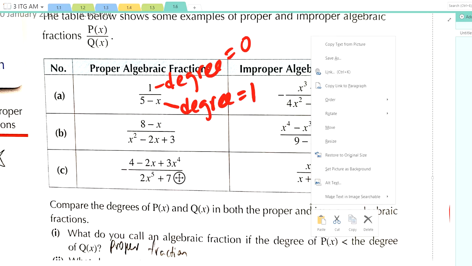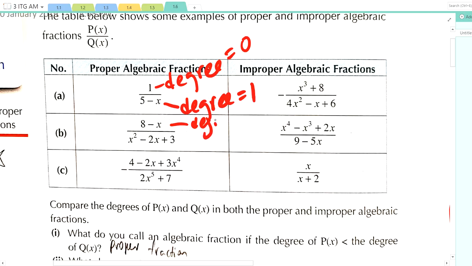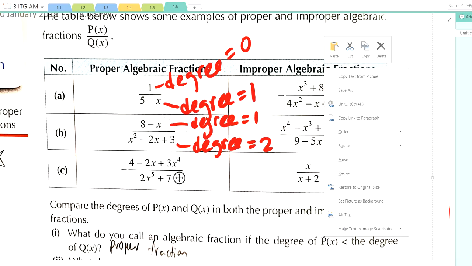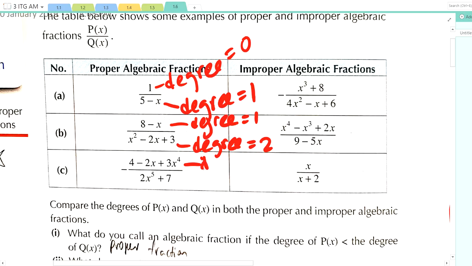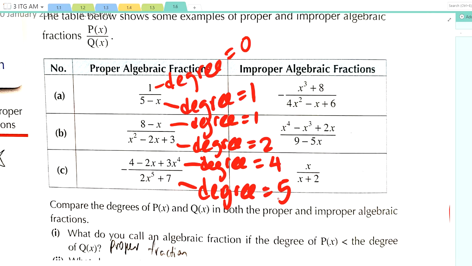So again over here, numerator degree equals 1, denominator degree equals 2. So the degree in the denominator is still larger than the degree in the numerator, so it is proper. Now in part C, the degree in the numerator equals 4, the degree in the denominator equals 5. Since the degree in the denominator is greater than the degree in the numerator, it is a proper algebraic fraction.